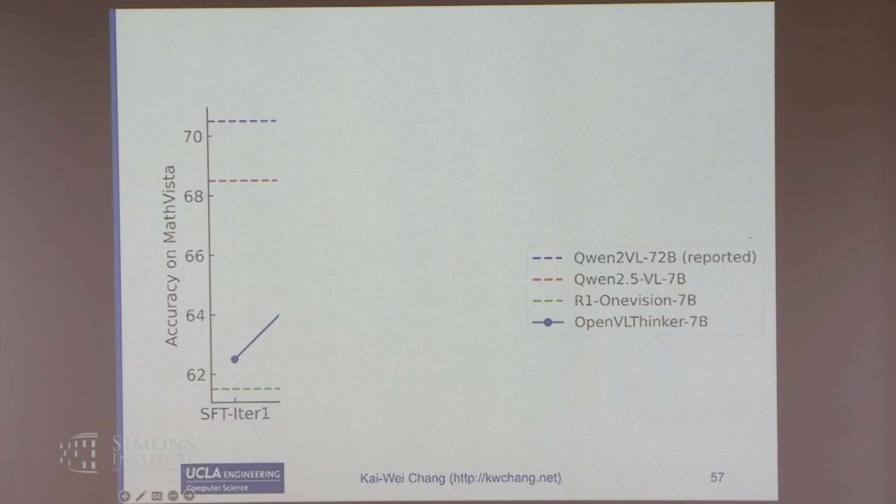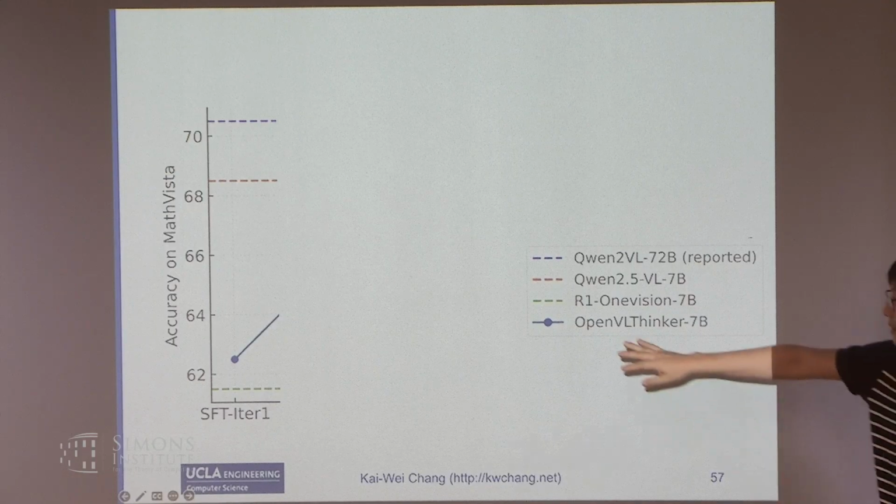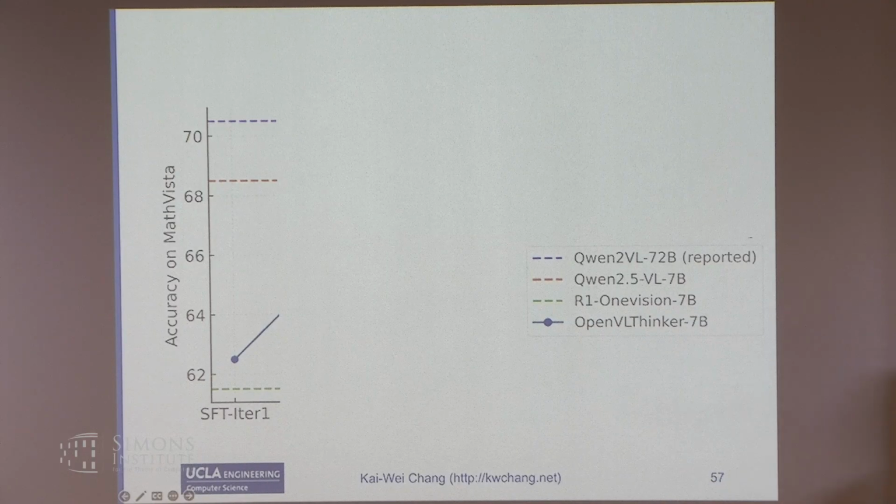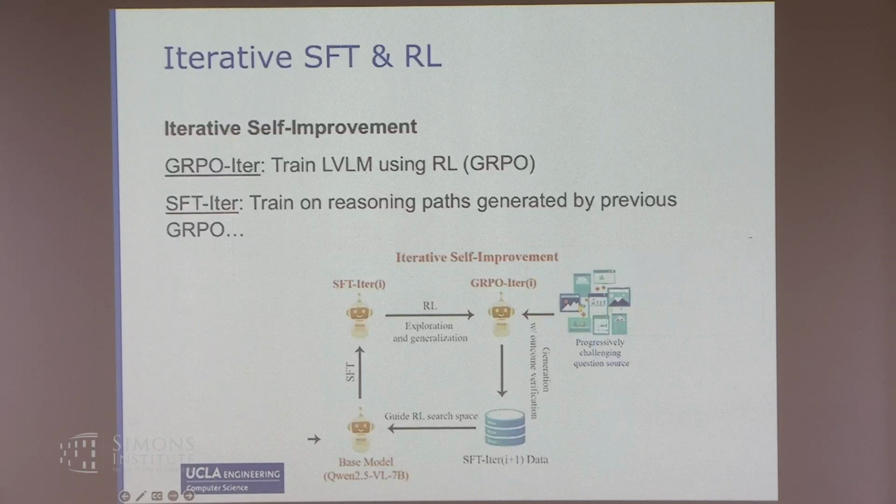So what's going on here? I think one of the reasons is that when adding this reasoning path, the model doesn't really adapt well, and also the problem in vision language is slightly different from the original math reasoning problems. So you need to do a little bit more than just this fine-tuning.